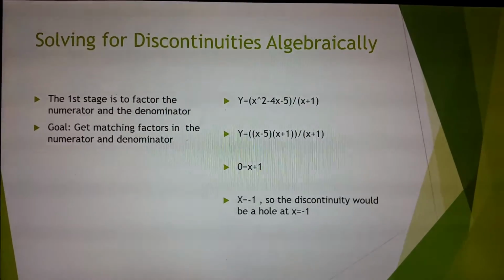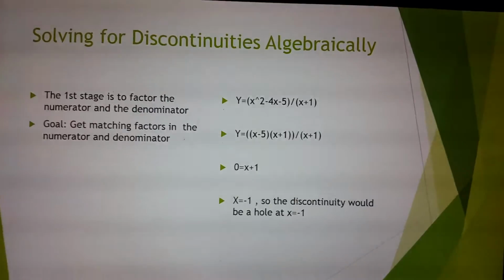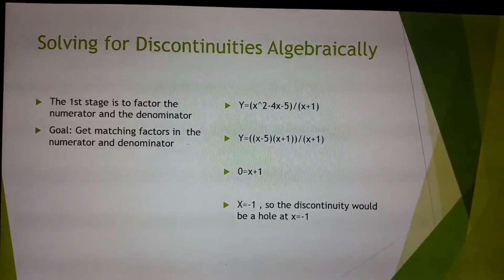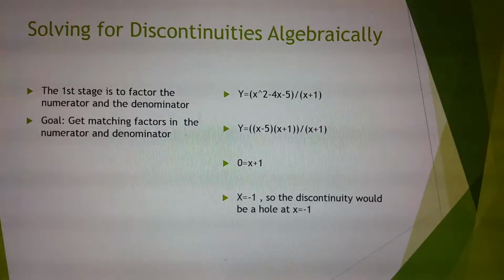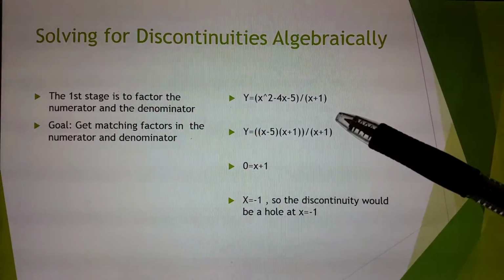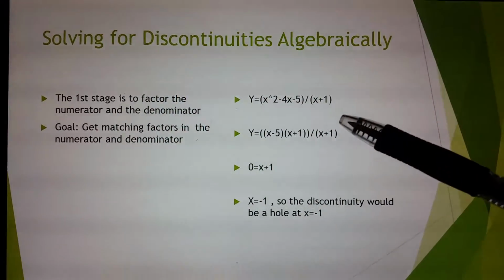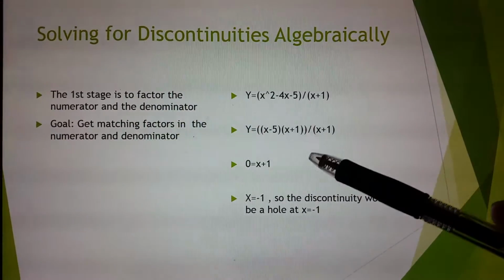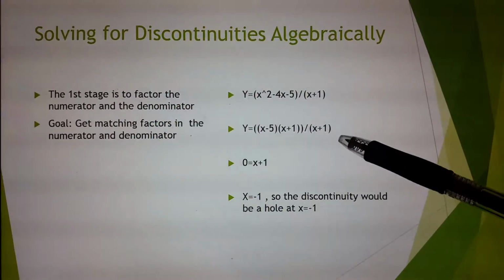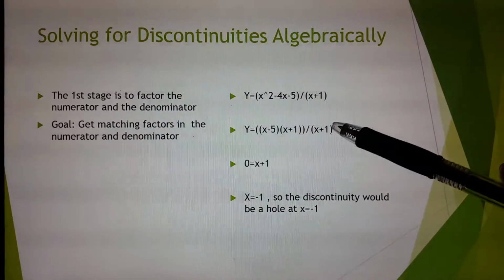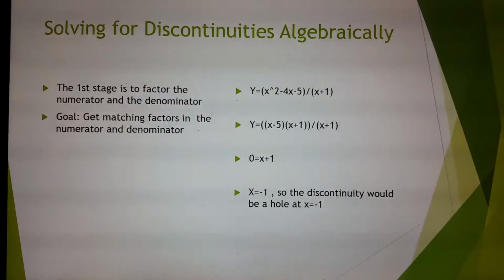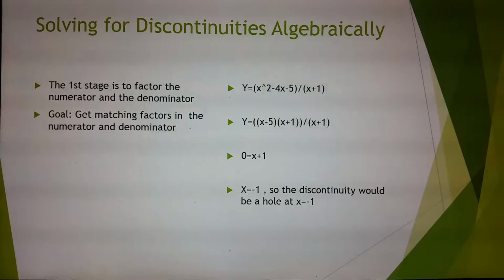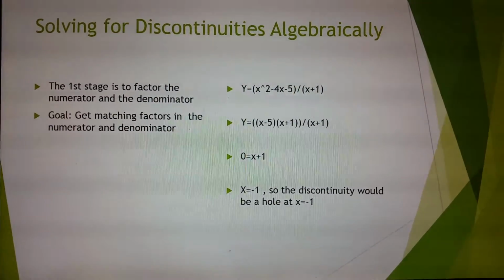Solving for discontinuities algebraically. The first step is to factor the numerator and the denominator, and your goal is to get matching factors in the numerator and denominator. So here we have a function y is equal to x squared minus 4x minus 5 over x plus 1. That factors into this. So you take x plus 1 and set that to 0, and then solve for x, and you get x equals negative 1. And that would be a removable discontinuity, a hole.